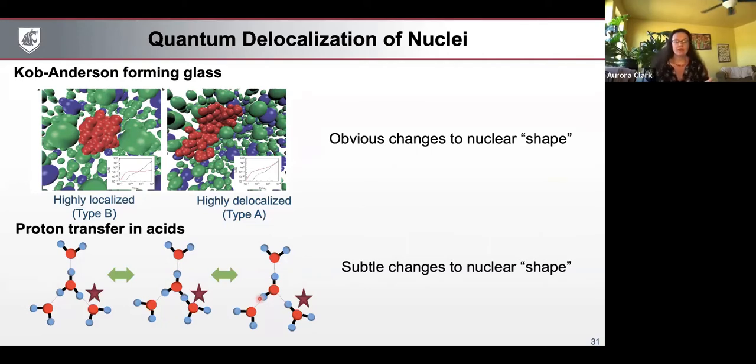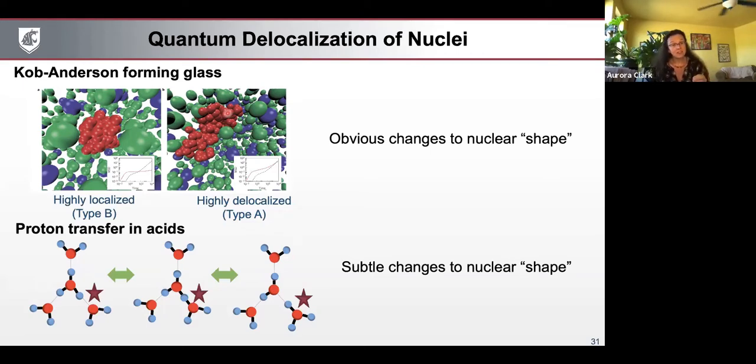And so people who are a bit more on the physics side can force this to occur, and we can study the variation in particle properties as you impose on the system more and more quantum delocalization. A really good example is the Cobb-Anderson forming glass, where you basically just are changing the de Broglie wavelength of the particles, and you can make these glass particles either highly localized, like on the left-hand side, or highly delocalized, like on the right-hand side. And you can see very visually how these have really obvious changes to the nuclear shape, right?